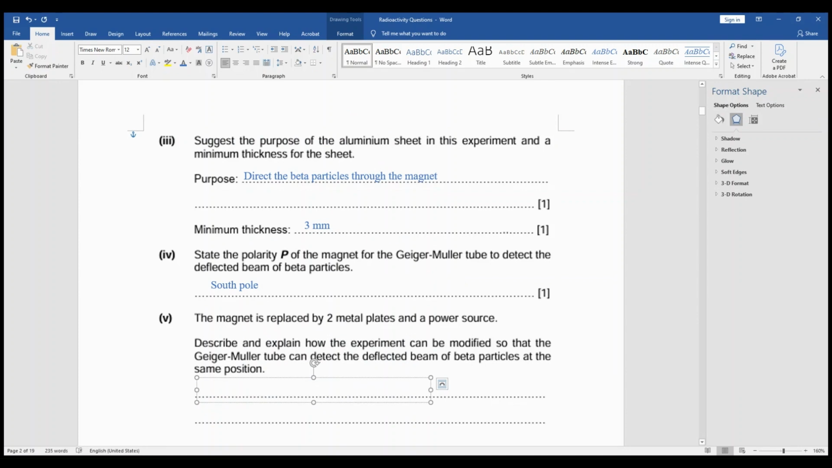Magnet is replaced by two metal plates and a power source. Describe and explain how the experiment can be modified so that the Geiger-Müller tube can detect the deflected beam at the same position. So now what we are doing is that we are actually replacing the magnetic field with an electric field. So how can we make the beta particles follow the same path as before?